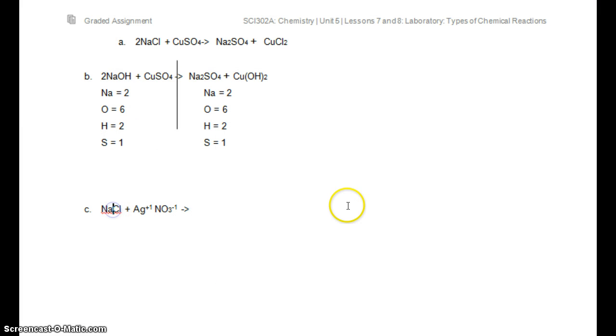All right, so we have +1. Oops. That's not what I wanted to do. Let's try that again. So my charge is +1, and for chlorine, it is -1. All right, so over on this side, which one is the sodium going to pair with and why? It's going to pair with the NO3 because sodium is positive, NO3 is negative.